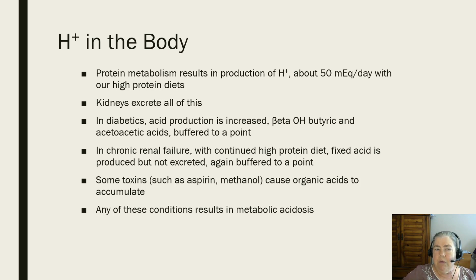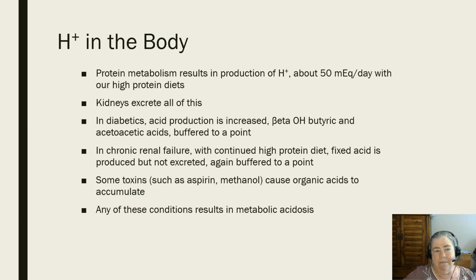In people with chronic renal disease, if they continue to eat a high protein diet, they're unable to excrete their fixed acid, this daily production of hydrogen ions. And again, to a point that can be buffered, but we can overwhelm the buffer. And just the clinical point here is that people with chronic renal disease, particularly people with severe renal disease and people on dialysis, a low protein diet is recommended to try to reduce the amount of fixed acid that needs to be eliminated.